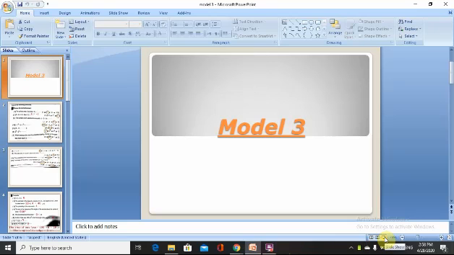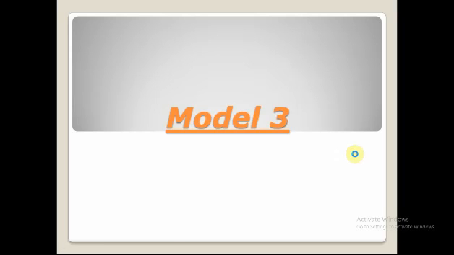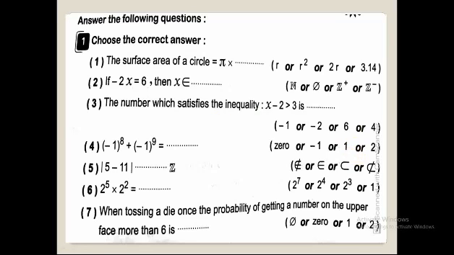Today we're gonna talk about model 3. The first question, choose the correct answer. Number 1, the surface area of the circle. We know that the surface area of the circle is pi r power of 2. So the missing is r power of 2.